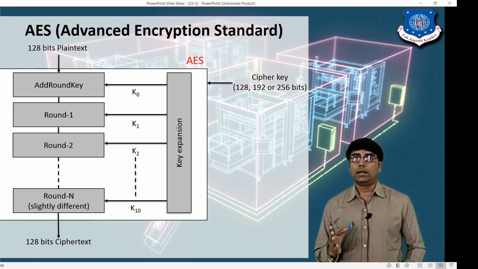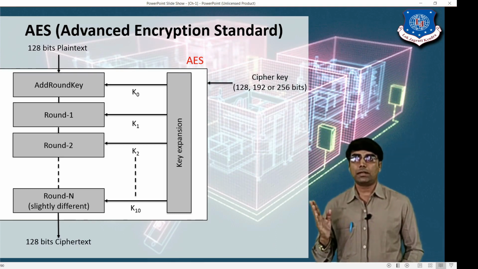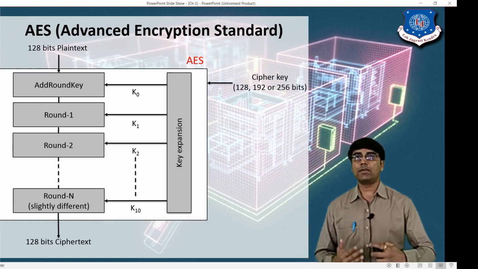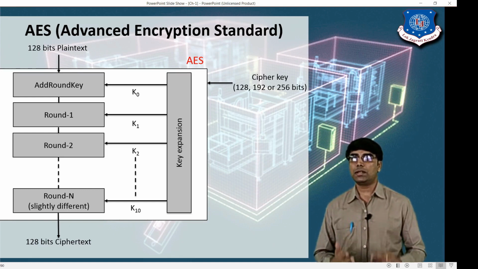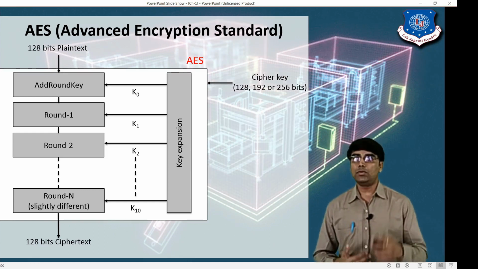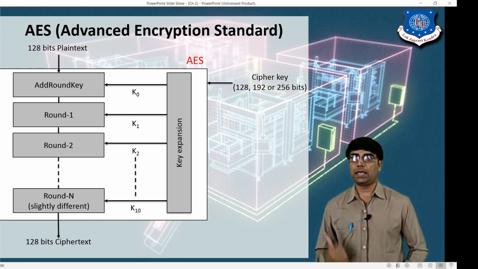So here we input 2 things in add round key: first the 128-bit plain text, second a key. Now in each and every round we use a different sub key. In each and every round we are generating a different sub key, K0 to K10.